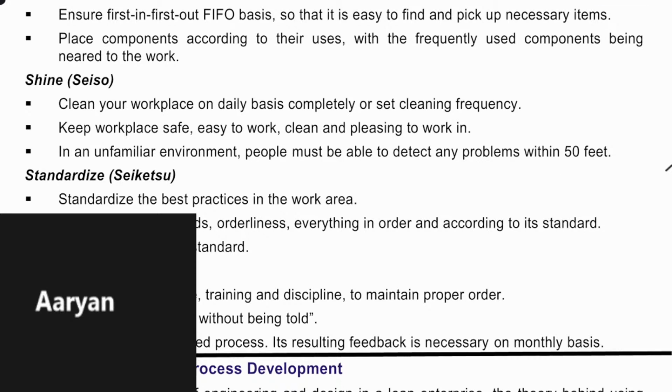Okay, one student has asked why this 50 feet has been given. Beta, in an organization, there is no single worker. So the responsibility has been fixed that this is your area. Whatever problem is there, you have to identify that one. Regarding the other person, the responsibility is there. So it's a subjective one, 50 feet, 80 feet, 90 feet, 20 feet. It depends upon the number of workers.